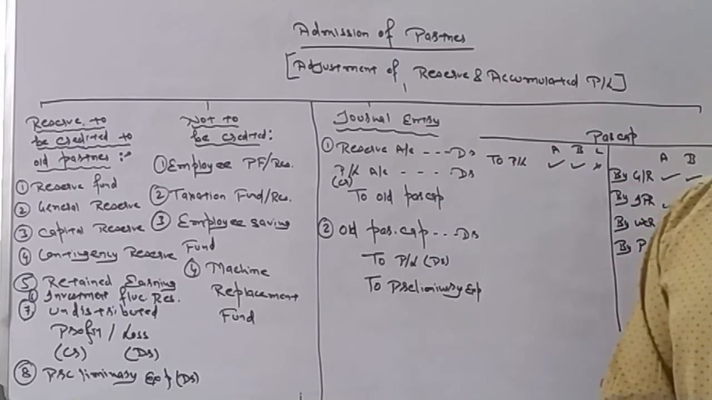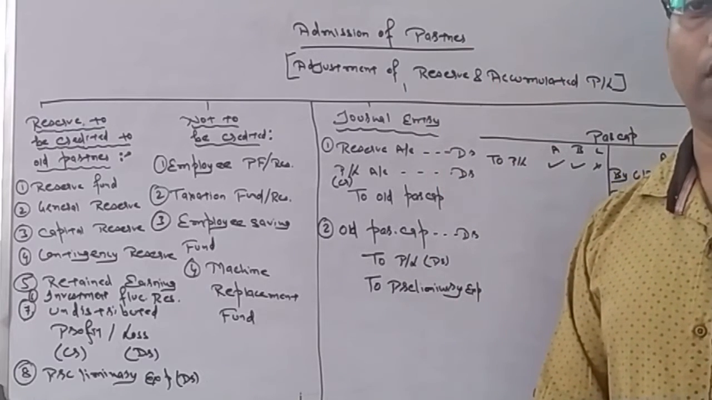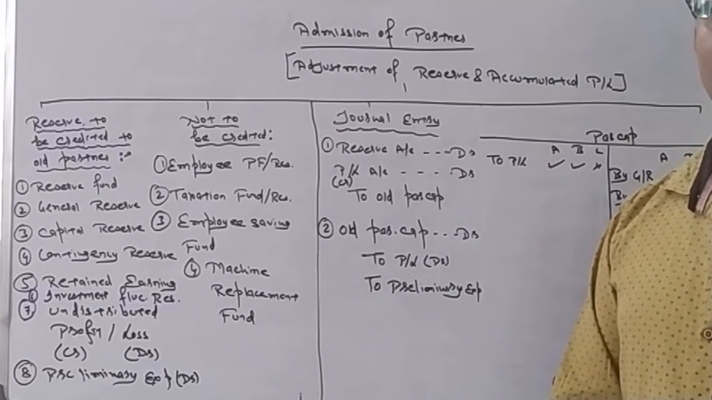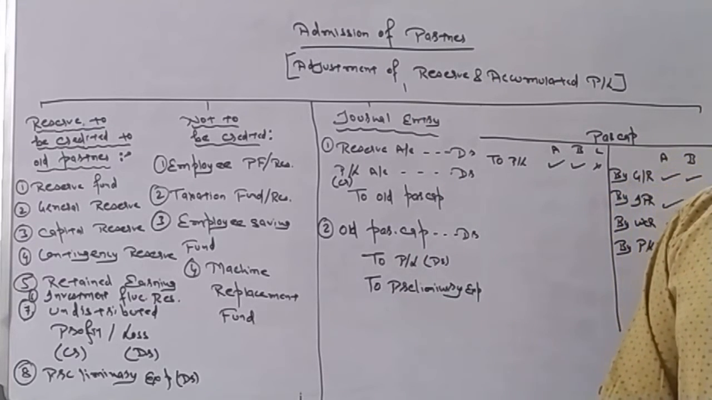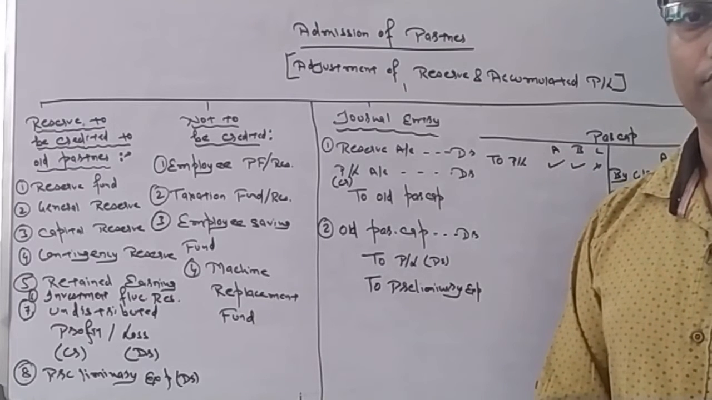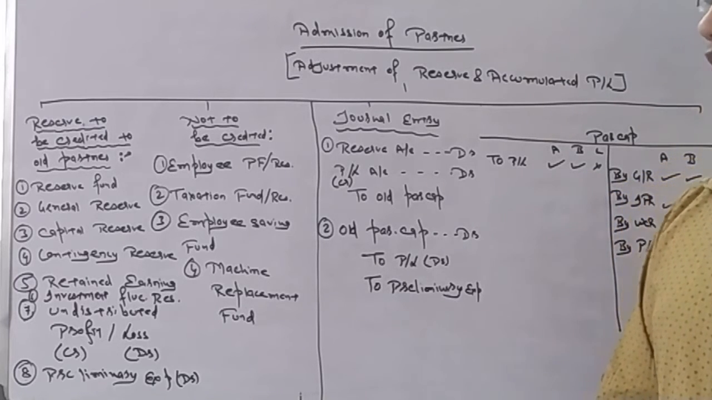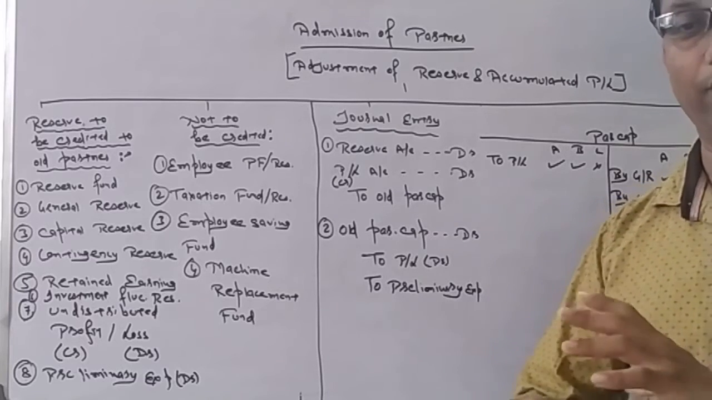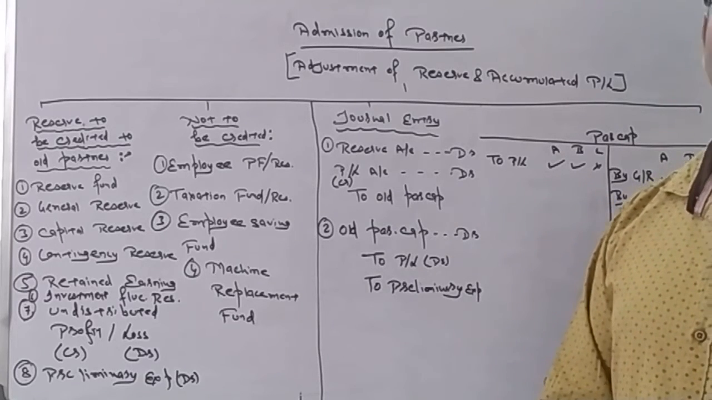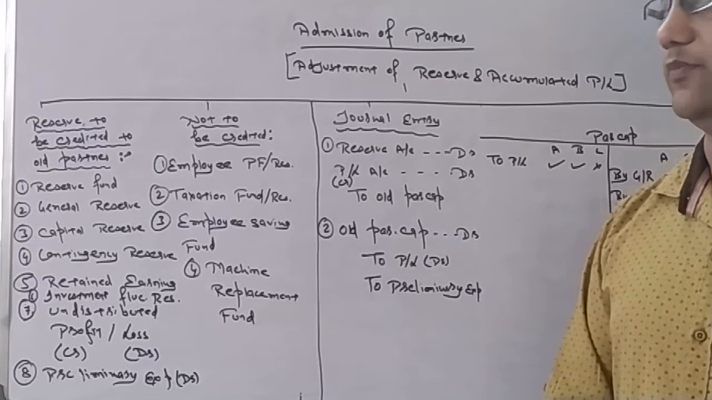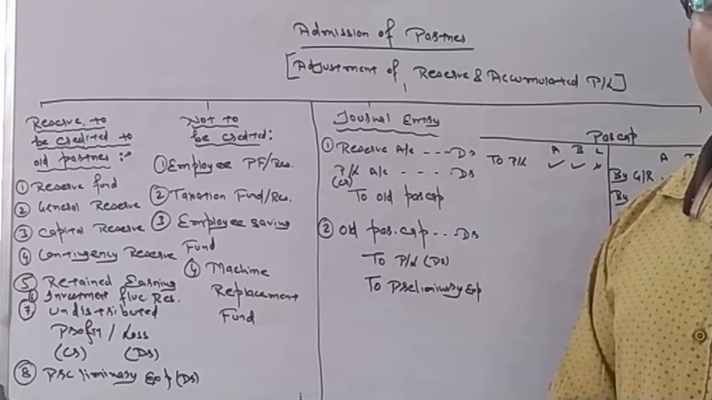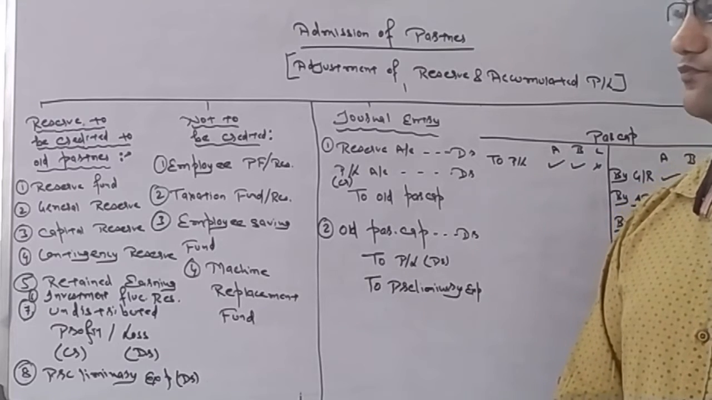Before the admission of the partner, the old partners were continuing the business. In their balance sheet there might be various kinds of reserves, accumulated profit and loss, old profits, old reserves. How the treatment of those reserves and profit will be done, we are going to discuss in this class.